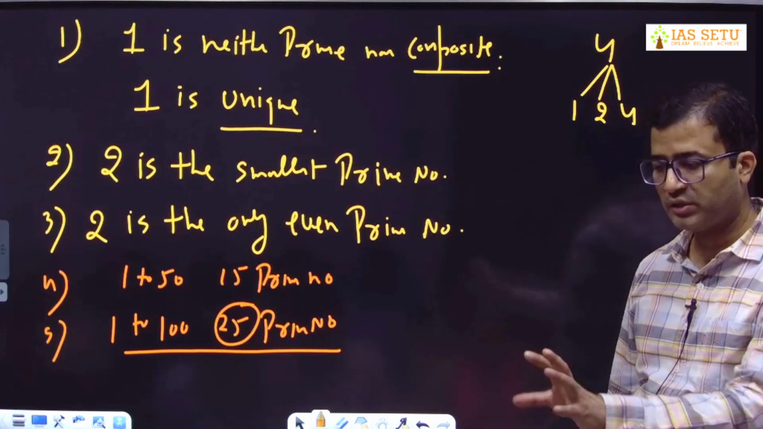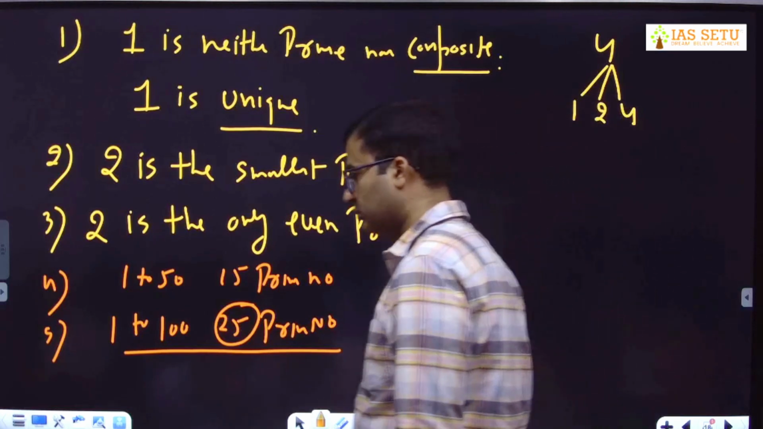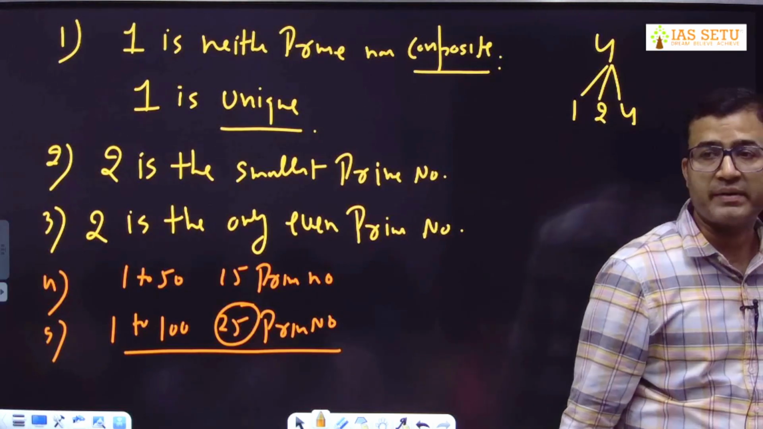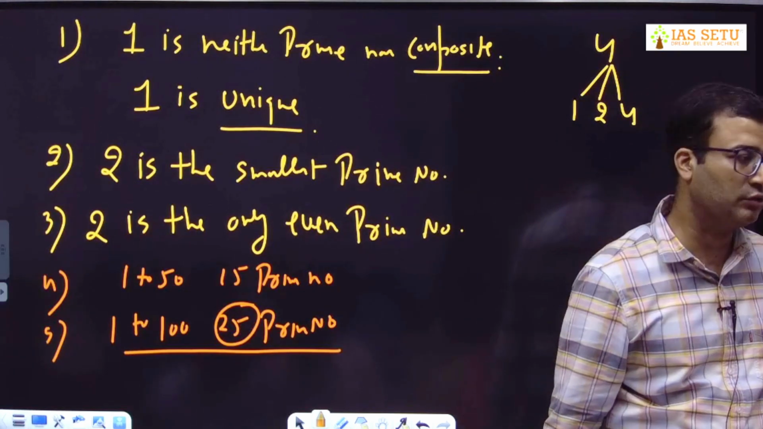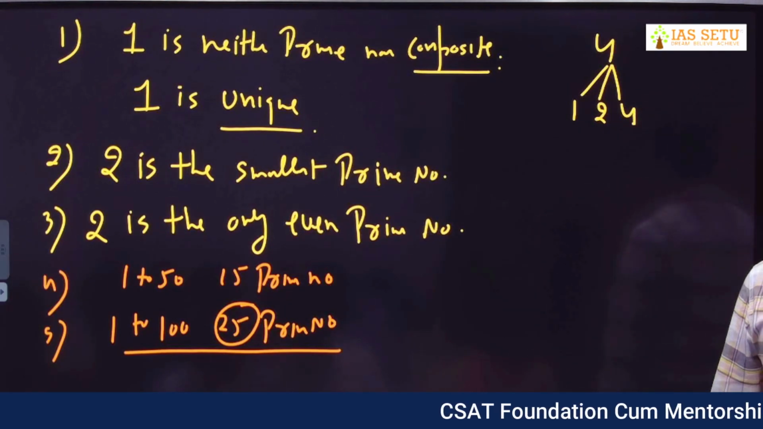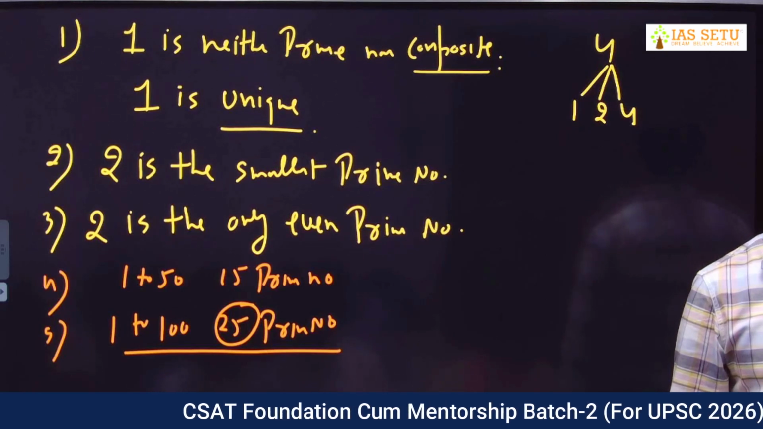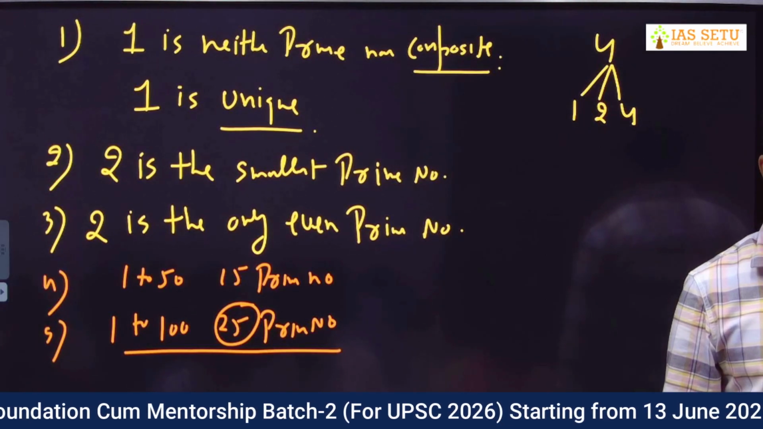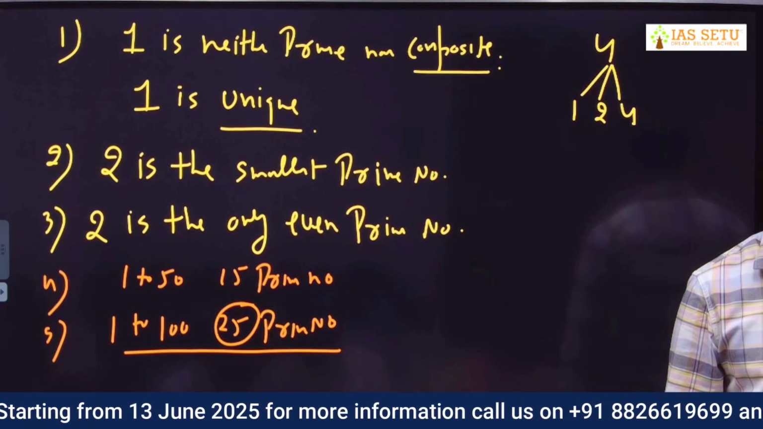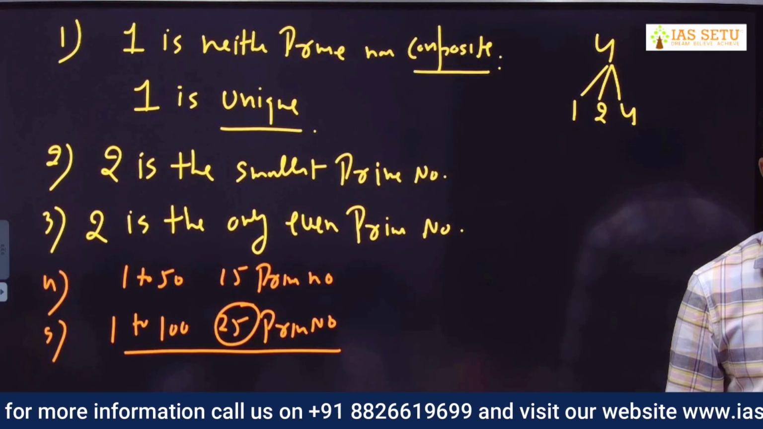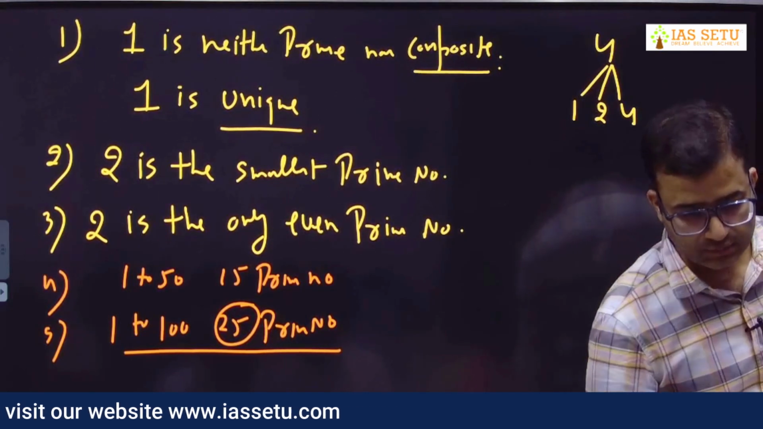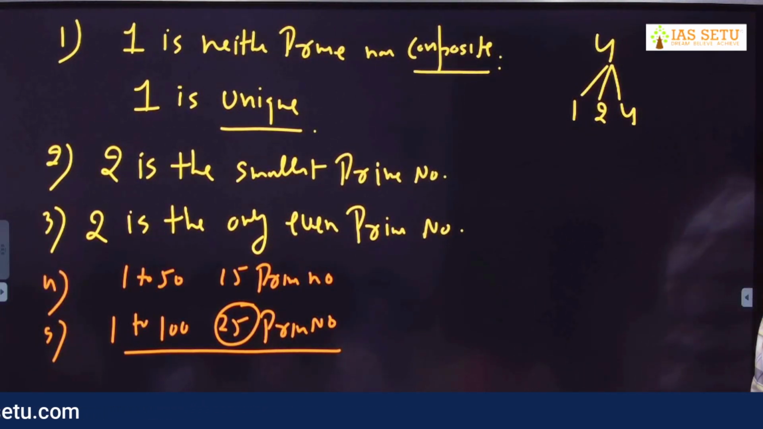ये लिख लो अगर डेफिनेशन लिखनी है तो प्राइम नंबर की. Prime numbers are those natural numbers which have exactly two factors: one and the number itself only.